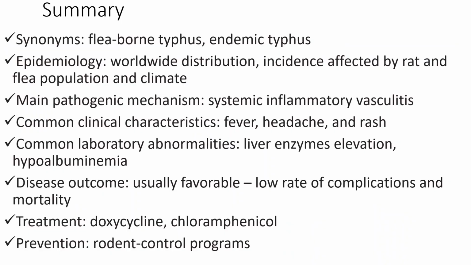Summary. Synonyms: flea-borne typhus, endemic typhus. Epidemiology: worldwide distribution, with incidence affected by rat and flea population and climate. Main pathogenic mechanism: systemic inflammatory vasculitis. Common clinical characteristics: fever, headache, and rash. Common lab abnormalities: liver enzyme elevation and hypoalbuminemia. Disease outcome: usually favorable, with low rate of complications and mortality. Treatment: doxycycline, chloramphenicol. Prevention: rodent control programs.